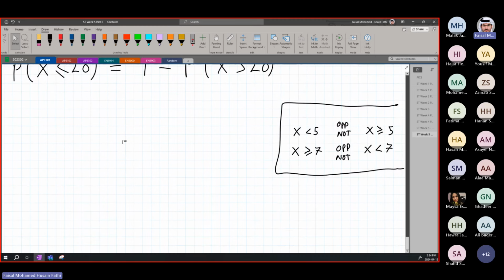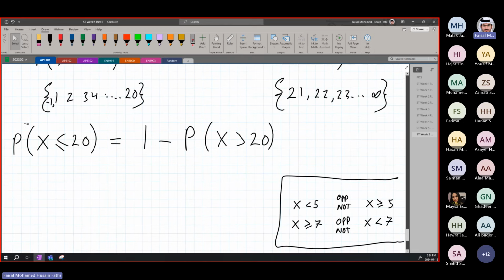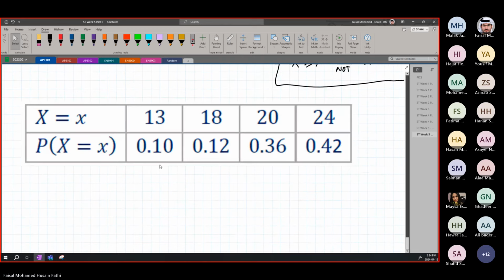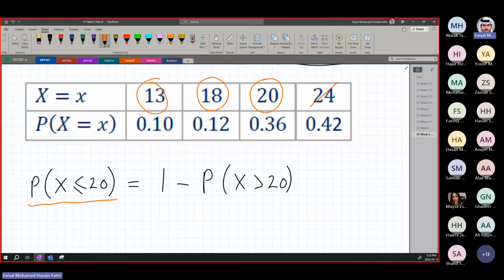If we look at this table, and let me bring this down here again. If we look at x is less than or equal to 20, we're going to have to find the probability of 13, the probability of 18, and the probability of 20, but not 24. So we're going to be finding these probabilities, 13, 18, and 20. So there are three values, and we're going to have to add all three values.